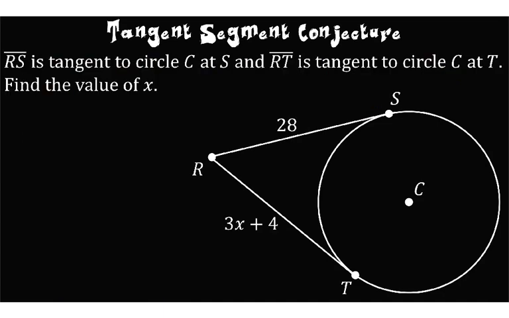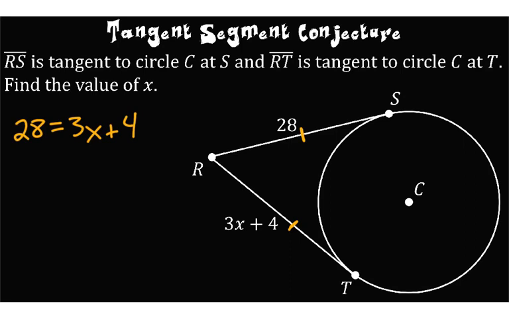Now let's have a look at an example. In this example, we are told that RS is tangent to circle C at point S, and we are told that RT is tangent to circle C at point T. Find the value of x. Well, according to the tangent segment conjecture, we know that segment RS must be congruent to segment RT. Since they're congruent, we know that 28 must equal 3x plus 4.